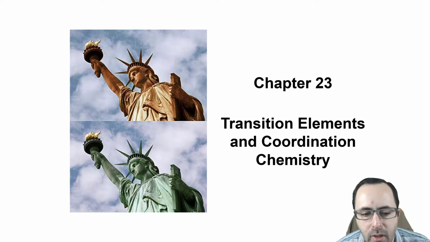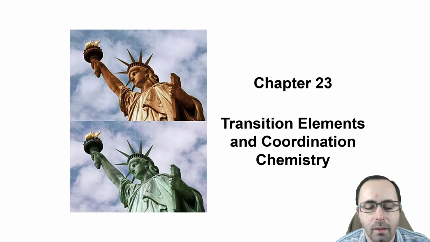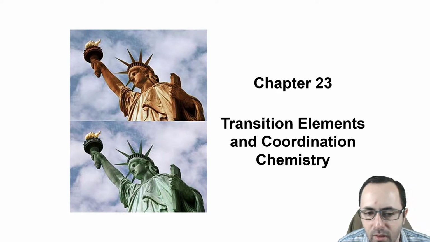Transition metal chemistry is really interesting because it has to do a lot with the color of things, like paints. A lot of paints use transition metal compounds to achieve a particular color, and so that makes transition metal chemistry really interesting, and there are other reasons why it's interesting as well. So let's start to talk about them.